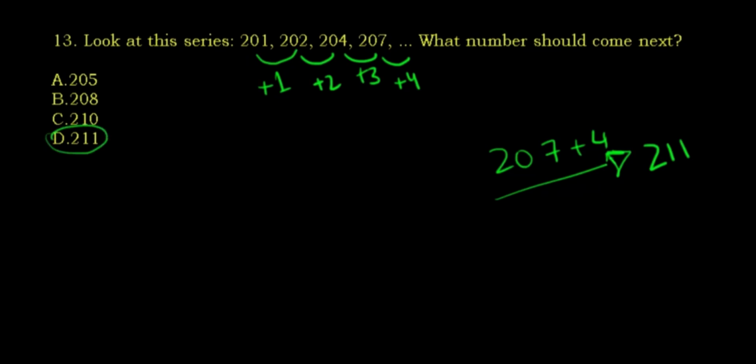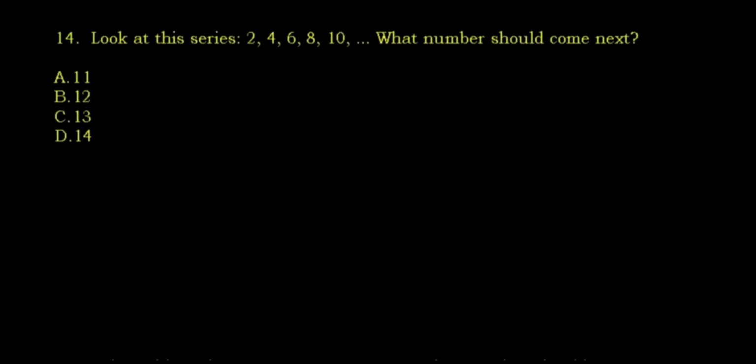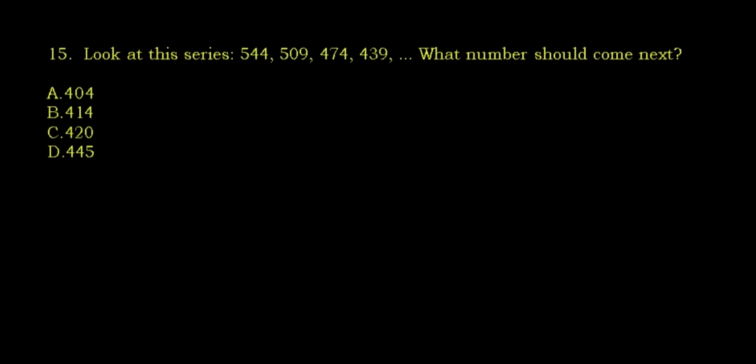That's my answer. Next question, number 14. Look at the series. Oh, this is so easy. Even numbers: 2, 4, 6, 8, 10, 12. That was a very easy, straightforward question. Question number 15. Look at this series. What number should come up next?